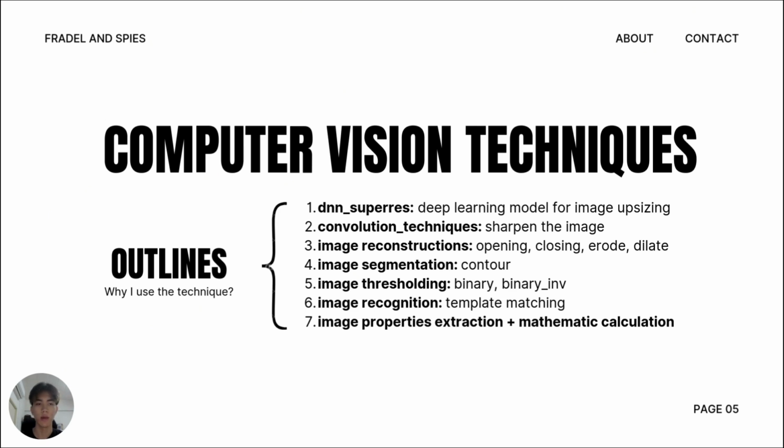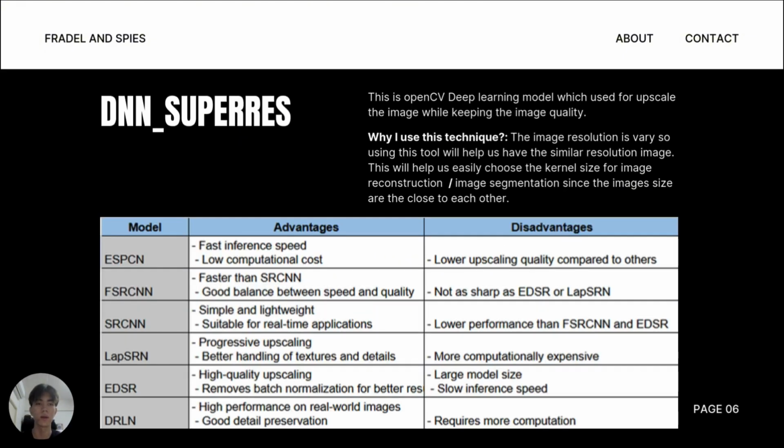For the computer vision techniques that we use and the reason, first, DNN SuperRes as a deep learning model for image upsizing. The second, convolution techniques to sharpen the image. The third, image reconstruction for opening, closing, erode, and dilate. The fourth, image segmentation for contour. The fifth, image thresholding for binary and binary inverse. The sixth, image recognition for template matching. And the seventh, image property extraction plus mathematical calculation. So let's go deep through each technique.